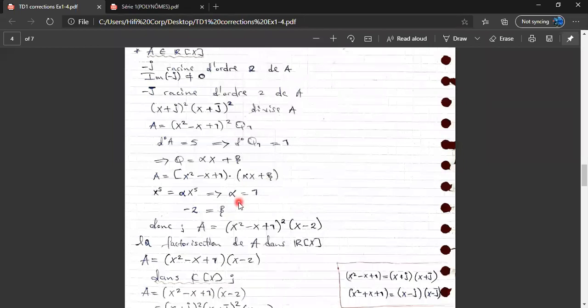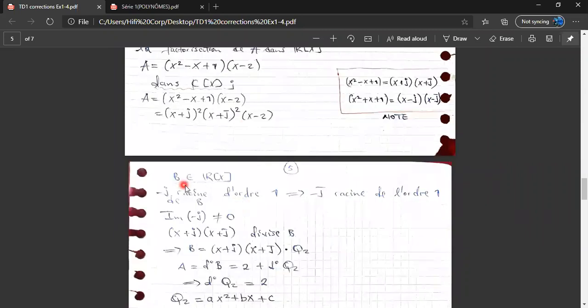So we go to B. So we say B belongs to R, X. Again, the same thing. Negative J racine d'ordre. Yes? On the quotient, up.